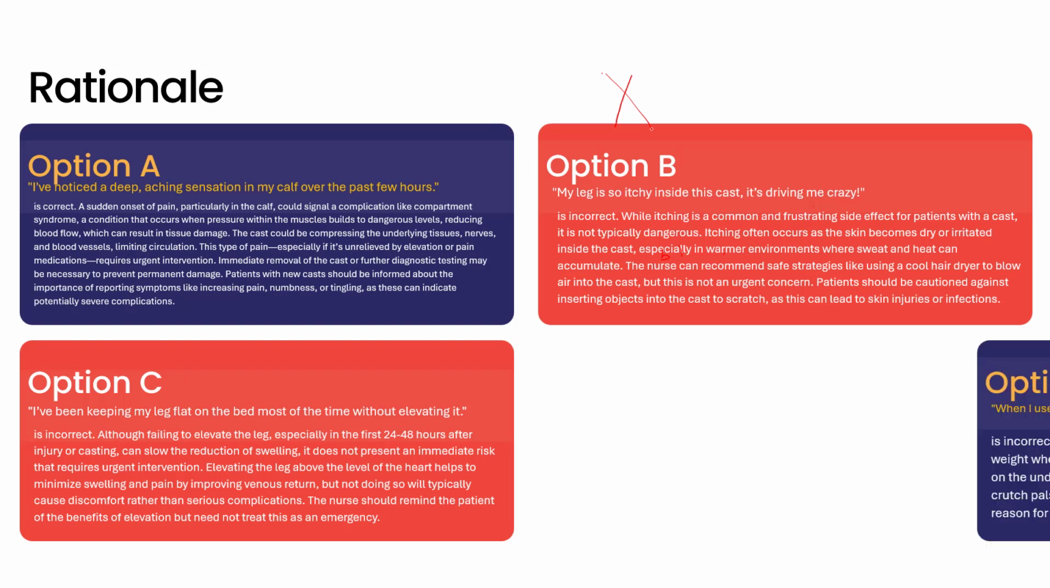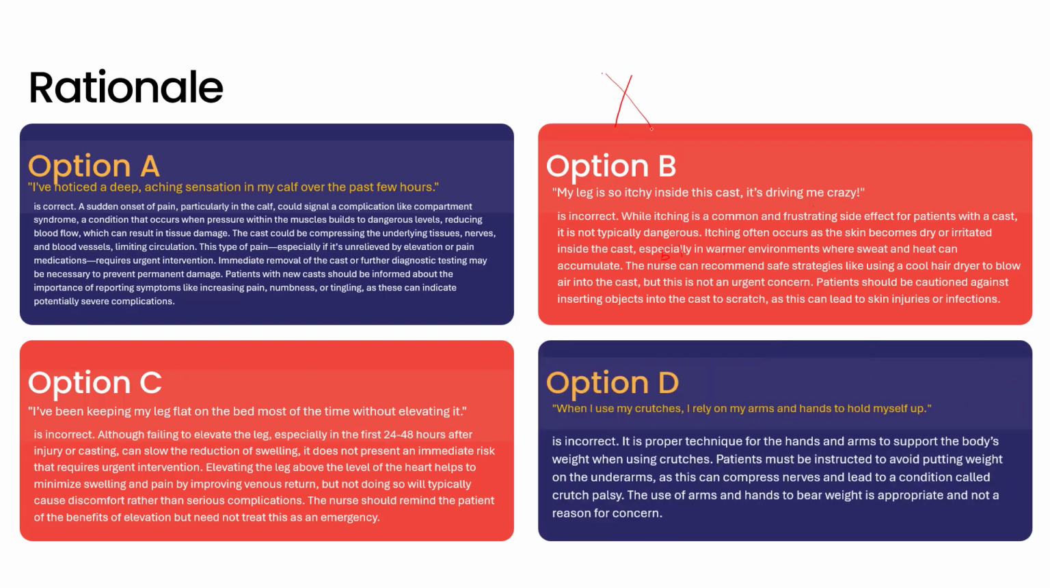D is incorrect. It is proper technique for the hands and arms to support the body's weight when using crutches. Patients must be instructed to avoid putting weight on the underarms, as this can compress nerves and lead to a condition called crutch palsy. The use of arms and hands to bear weight is appropriate and not a reason for concern. Let's move to the next question.